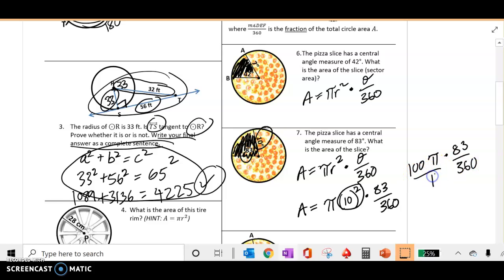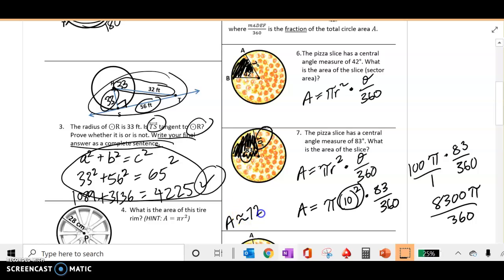Remember, 100 pi is just over 1, so if I multiply these together, 100 times 83 is just 8300, and then of course we still have pi over 360, and now we just need to get a calculator to estimate that area. So the area is approximately, go ahead and punch it in your calculator and see what you get. 8300 times pi equals, and then I'm going to divide that by 360. Okay, I'm getting 72.4 approximately.